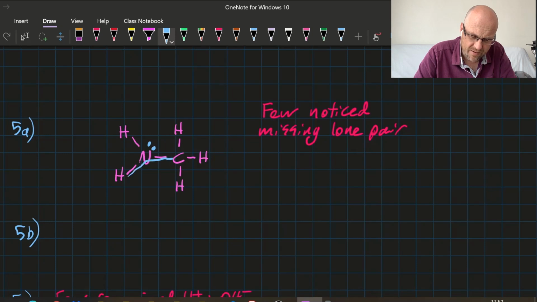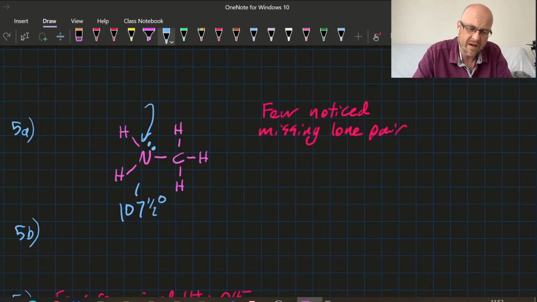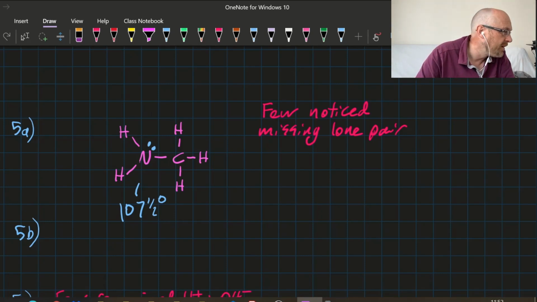So this bond angle here, well, that looks a bit like ammonia to me. So I reckon that's 107.5 degrees. I'll tell you why: because the central atom has 4 electron domains, 1 lone pair. So it's going to be 107.5. You can accept that? Yes.